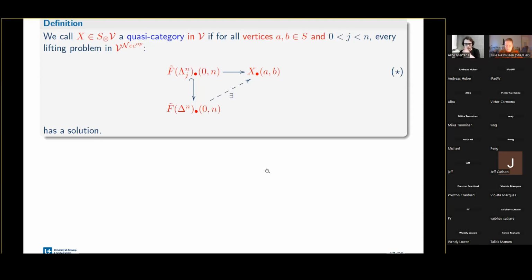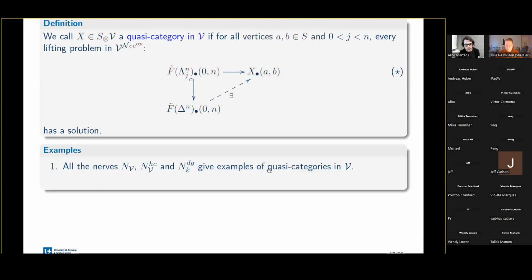Okay, now we can define whatever we want. This only makes sense if we have interesting examples. And indeed we do. Like all the nerves, which I showed earlier, these enriched variants of the nerves, all give examples of quasi-categories in V as defined above. So when applied to the appropriate category: the templicial nerve of a V category, the multiplicative nerve of a SV enriched category, and the DG nerve of a DG category.